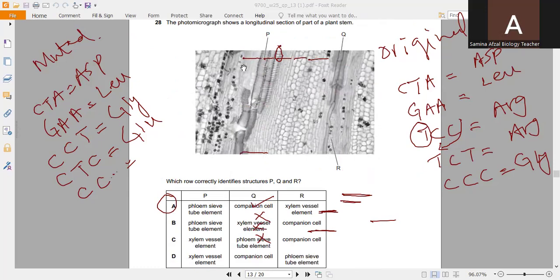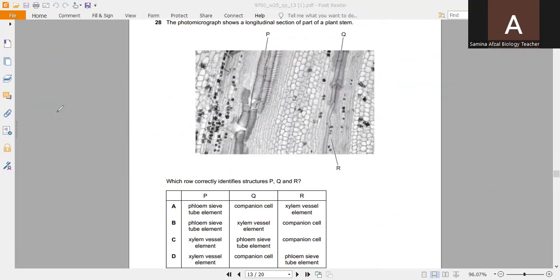Next, question number 28. The photograph shows a longitudinal section of part of a plant cell. You can see over here they have labeled P, Q, and R. So P, you can see lignification is visible over here and clearly shows the spiral or annular thickening or lignified pattern on its wall. So P is xylem.